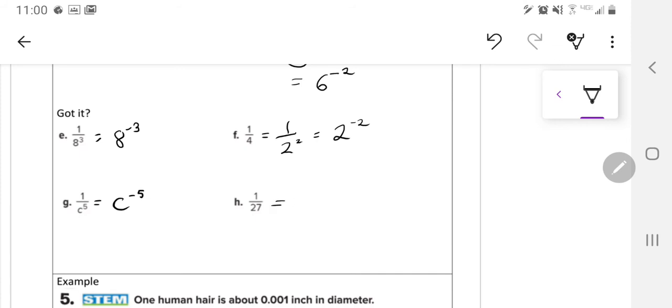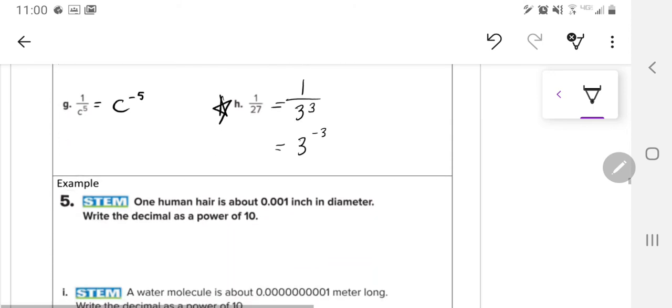This one was probably the most difficult. You might be thinking, 27, how do I change that into a power? How do I rewrite an equivalent expression for 27 so that it's a power? Well, hopefully you realize that 3 times 3 is 9, times 3 is 27. So 3 to the third is equivalent to 27. And then we can go ahead and rewrite that as its reciprocal and turn the exponent to its opposite. All right, so definitely there's one for you to study because it's a little bit tricky.